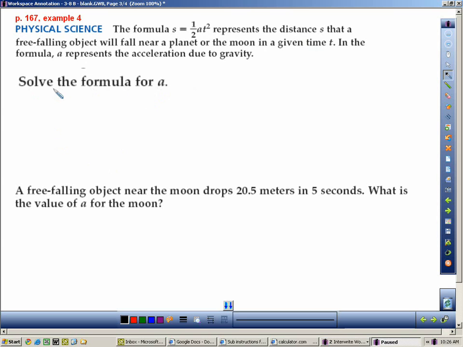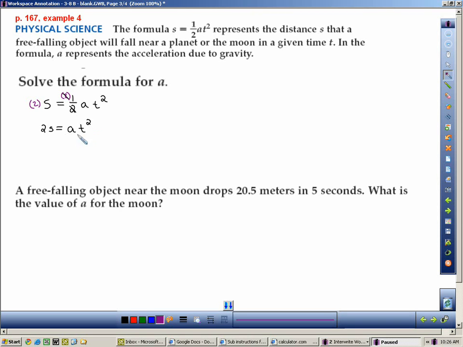We're told to solve the formula for A, so we're going to do that now. First thing I'm going to do is remove this 1/2 by multiplying both sides by 2, because that's the reciprocal. And so we'll have a 2S equals the 2, and the 2 will cancel, so A times T squared. Remember, I'm solving for A, so I want to isolate that.